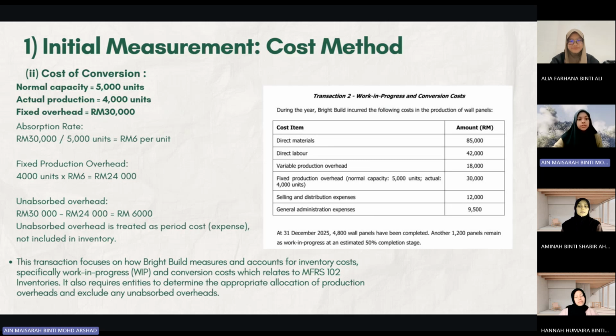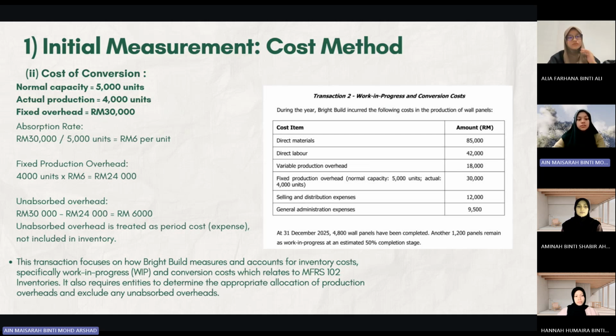The absorption rate is the allocation of fixed production overhead based on normal capacity. So our fixed overhead of 30,000 ringgit over 5,000 units, which is the normal capacity, gives 6 ringgit per unit. Next we calculate the fixed production overhead absorbed: 4,000 units times 6 ringgit gives 24,000 ringgit. The unabsorbed overhead of 6,000 will be treated as a period cost, which is an expense, and will not be included in inventory.